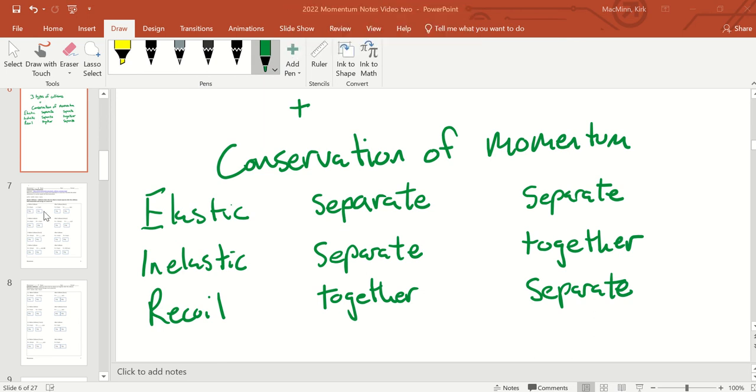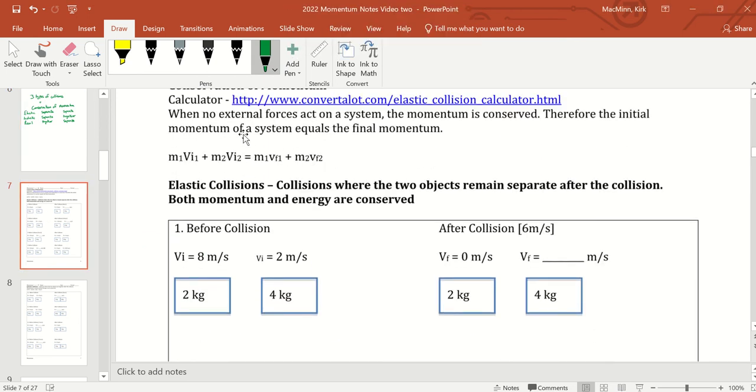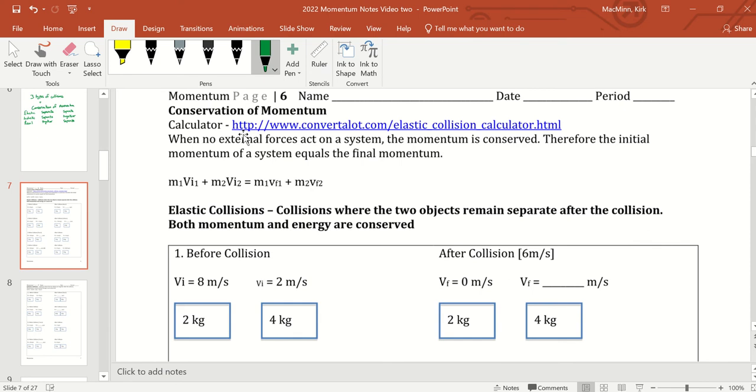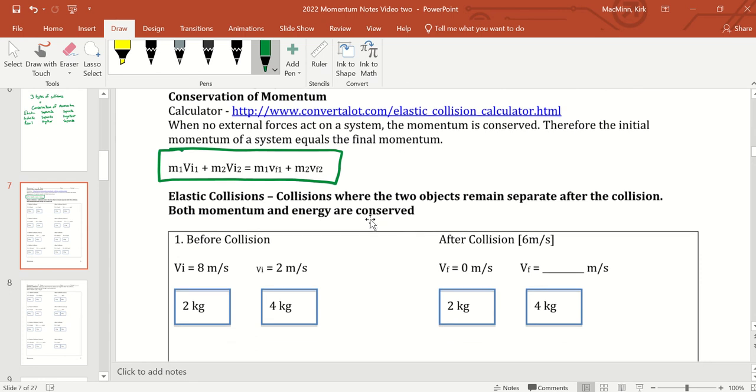So let's go ahead and take a look at some collisions. We're going to begin with elastic collisions, which were start separate, end separate. Now you can see there is an equation that can be used for all elastic collisions. What I'd like to do instead is take a look at it using a more visual approach, something I like to call the box method. So essentially, we're going to draw boxes to represent the objects that will be involved in the collision. Inside of the box, we're going to be putting the mass in kilograms. And above the box, we're going to be putting the velocity in meters per second.